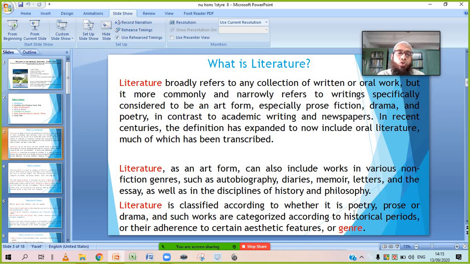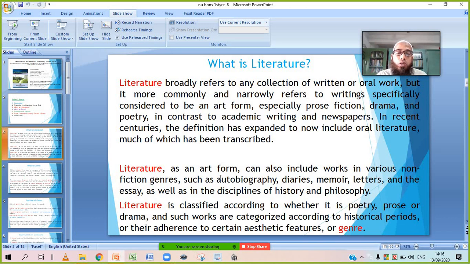Literature is classified according to whether it is poetry, prose, or drama, and such works are categorized according to historical periods or their adherence to certain aesthetic features or genre. So you see, literature sometimes named according to the historical periods. As for there is Elizabethan period, Victorian period, Restoration period. The literary period is divided in this way on the basis of historical events. Queen Elizabeth was in power in England, so that time is called Elizabethan age. When Queen Victoria was in power in England, so that is Victorian age. That's the way literary period is divided.